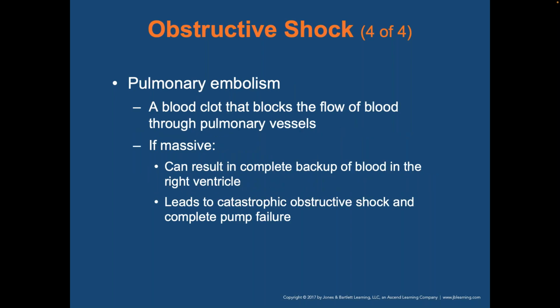Pulmonary embolus is a blood clot that occurs in the pulmonary circulation that blocks the flow of blood through the pulmonary vessel. When a massive pulmonary embolus occurs, it can prevent blood from being pumped from the right side of the heart to the left side, resulting in complete backup of blood in the right ventricle and leading to catastrophic obstructive shock and complete pump failure.